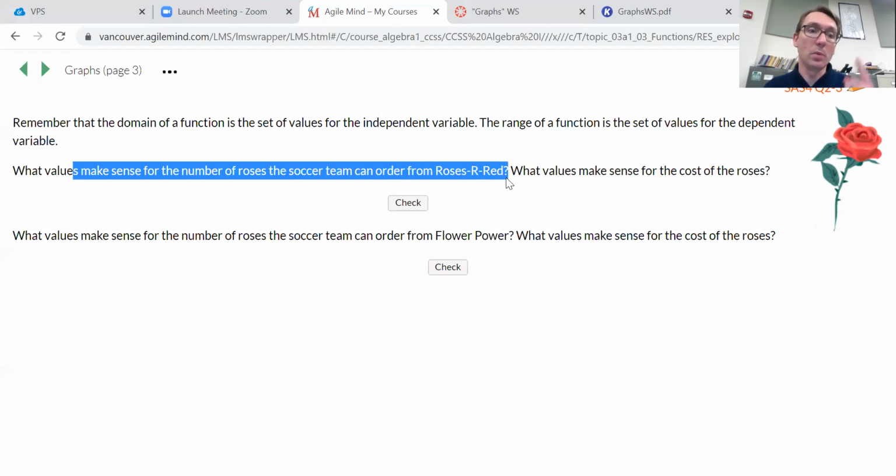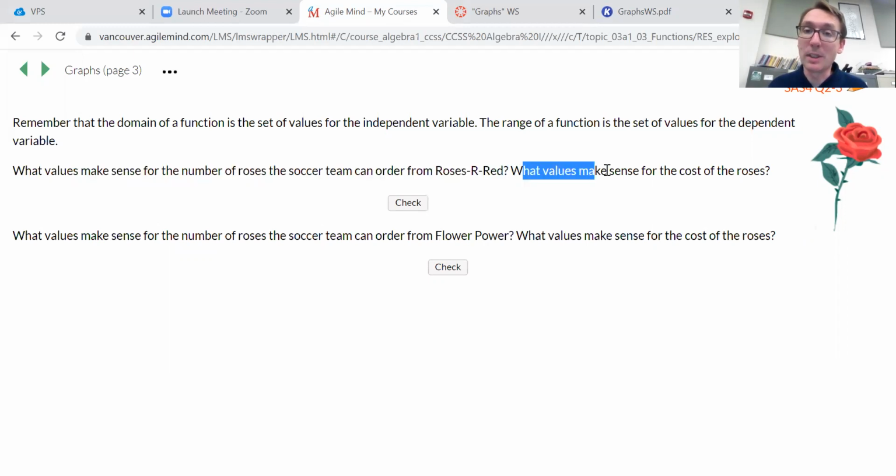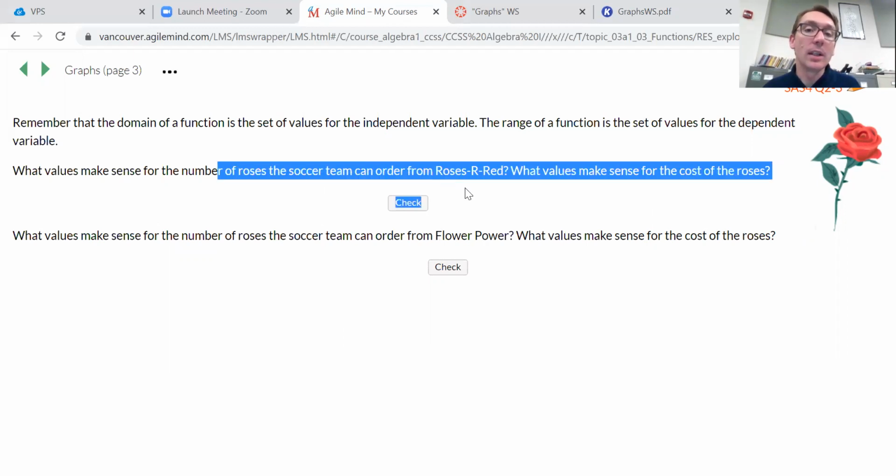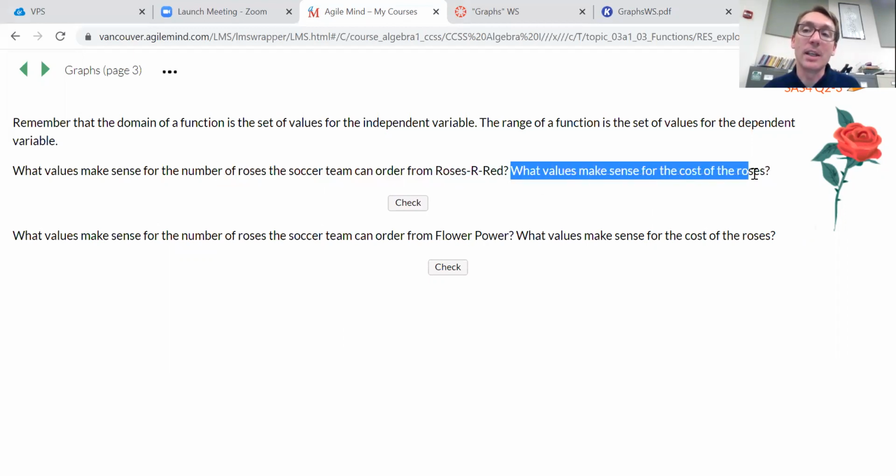Well, they can order 1 or 2 or 3 or 4 or 5 or 6 or 7, but they can't order 7.5. So we only want counting numbers for our inputs, right? Because you can only order counting numbers of roses. And that's going to affect how much we get charged, because we can't get charged for 5.5 roses, only for 4 or 5 or 6 or 7 roses. So the number we order can affect the costs we can get.